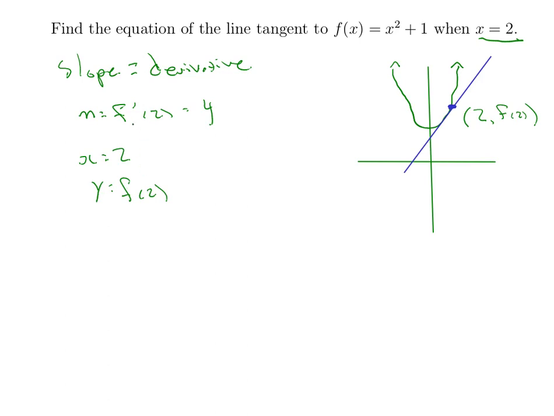Essentially, we can say that the derivative gives us the slope, and our original function spits out y values. So if we plug 2 into here, we get 2 squared plus 1. That's going to be 5. Slope, x value, y value.